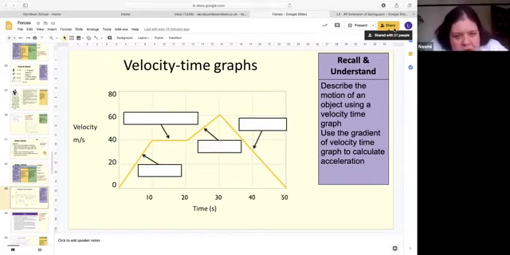So if you need to calculate acceleration on a velocity time graph, it's always rise over run. So rise is obviously up and then run is this way. And this bit's nice and easy because the change in velocity is from 0 to 40, so it would be 40. And then from here, we've got 0 to 10. So 40 divided by 10 would then give you your acceleration on this bit.